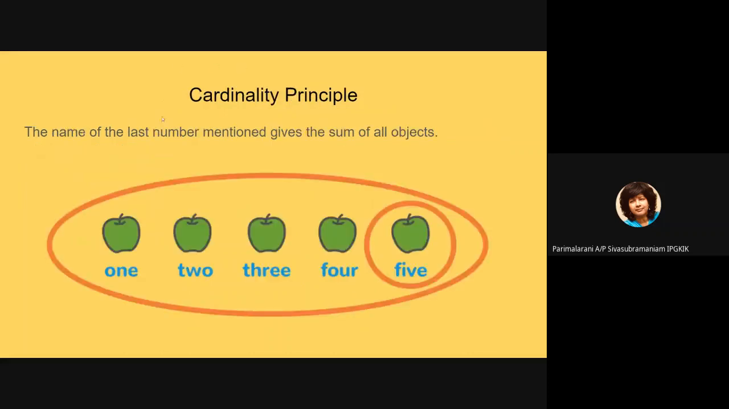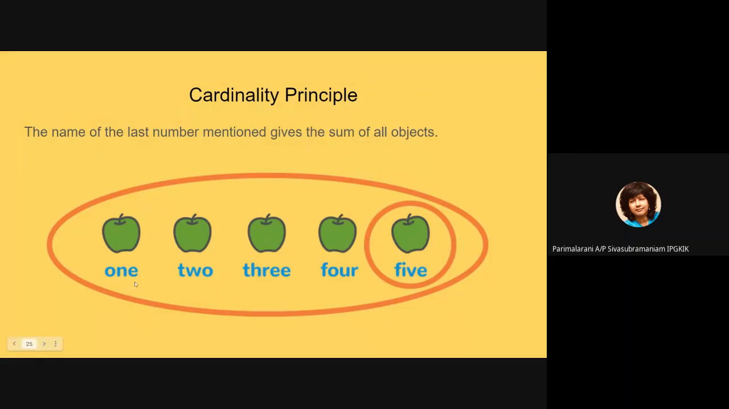Okay, this is the fourth principle, cardinality principle. Cardinality principle answers the question, how many? The name of the last number mentioned gives the sum of all objects. For example, if we asked, how many apples are there?